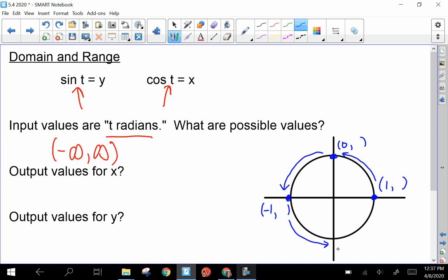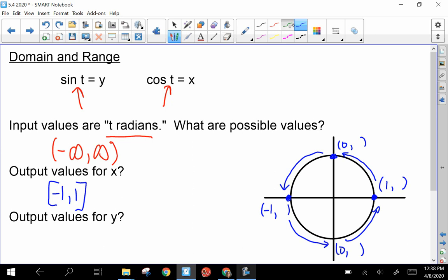And I'll keep on going. Here's another spot where my cosine is equal to 0. And we're going to finish back at 1. So if you look at the span of values that we have just covered, we have covered numbers from -1 to 1, including both of those. That is the range for cosine.